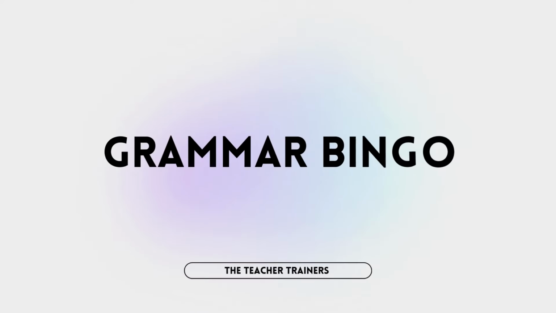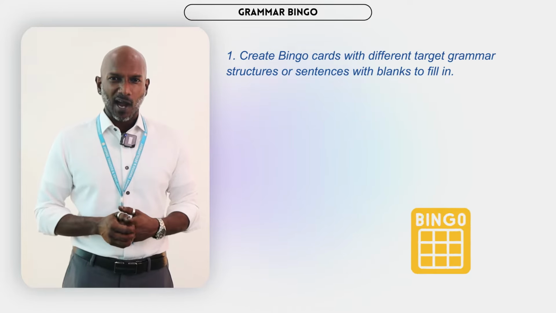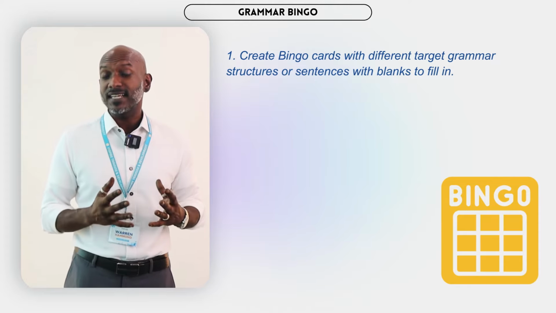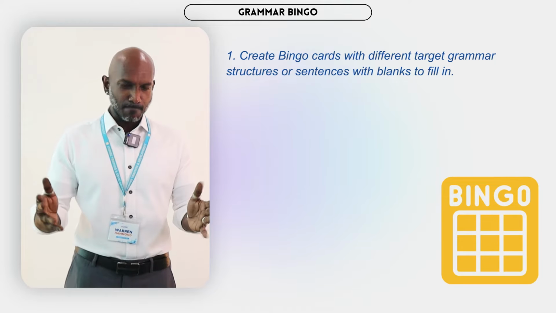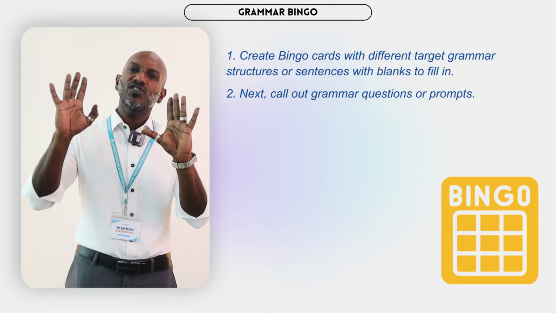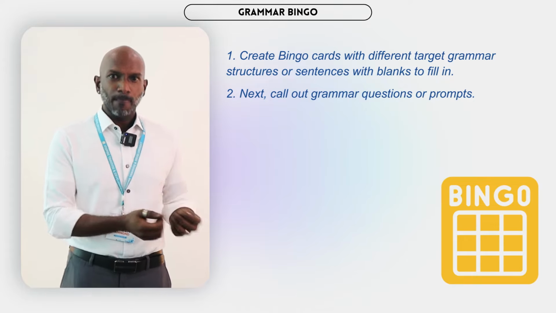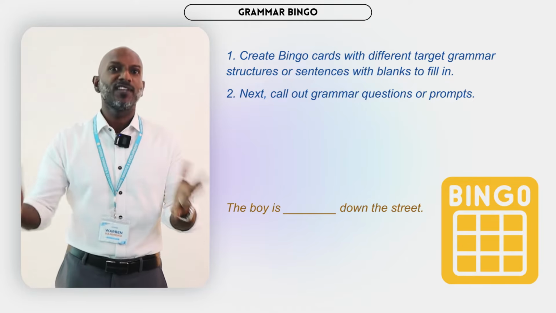Number 2, Grammar Bingo. Everybody loves bingo. It's simple and a great way to review grammar points, and here are the steps. 1. Create bingo cards with different grammar structures or sentences with blanks to fill in. 2. Next, call out the grammar questions or prompts. For example, the boy is down the street.